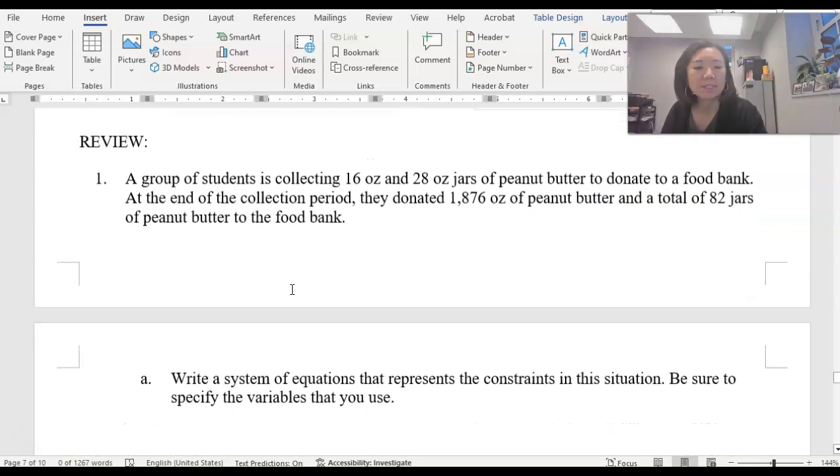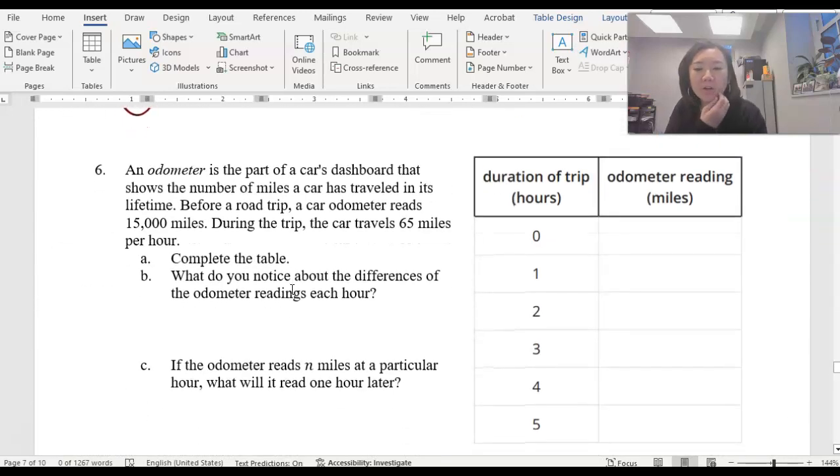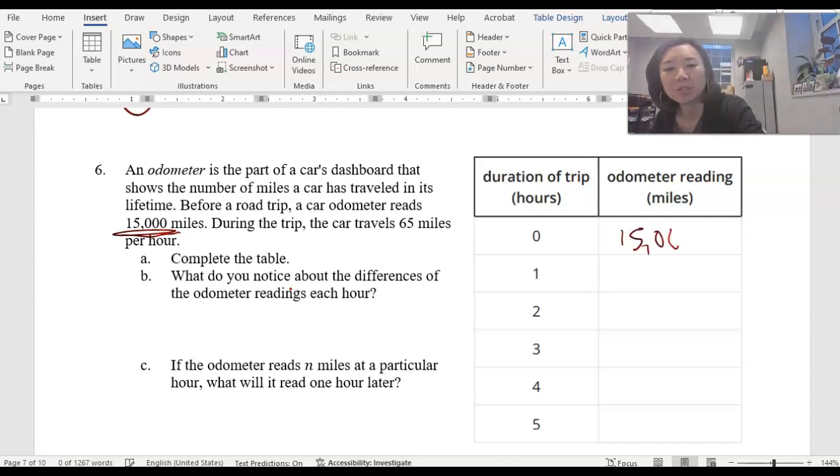All right, number 6 says an odometer is part of a car's dashboard, and it shows the number of miles a car has traveled in a lifetime. So before the trip, it starts at 15,000. This is the amount we're starting at. During the trip, the car travels 65 miles per hour. Complete the table. So after 1 hour, the car has traveled another 65 miles, right?